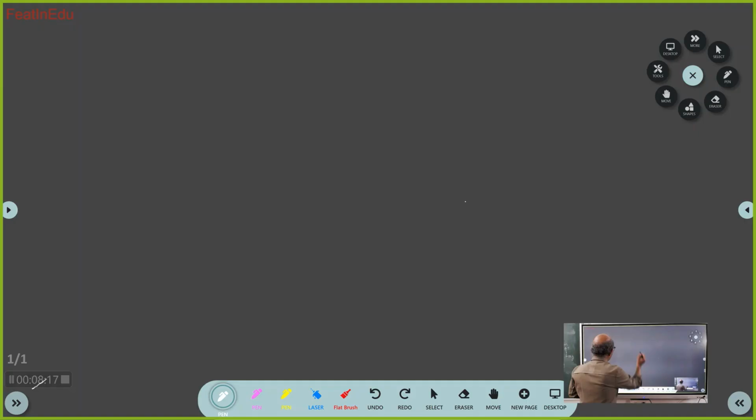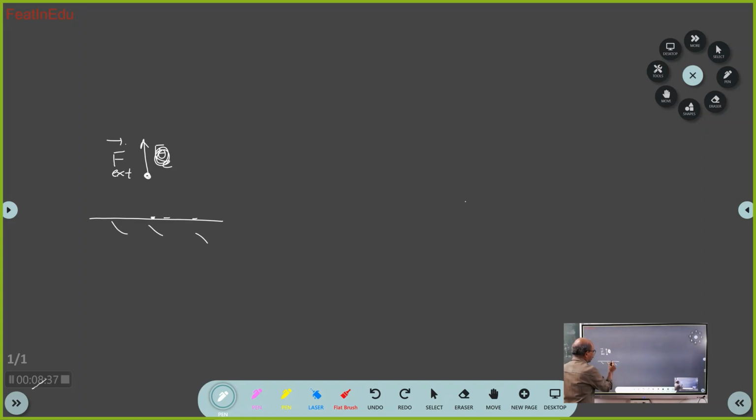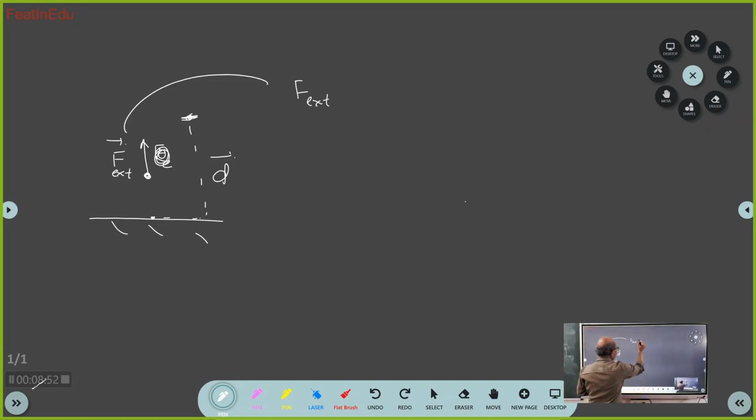So I will just differentiate. See, now this is the table. This is the duster. Now I am applying force in the upward direction, an external force. And this duster is displaced from this point to this point, and this total displacement is d1. So the work done by this force is F external into d. Got it? Yes, sir. Aryan and all.